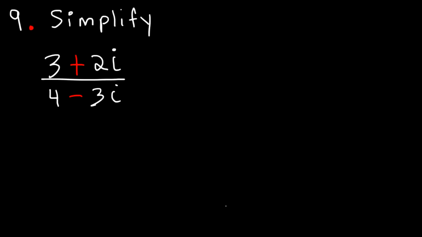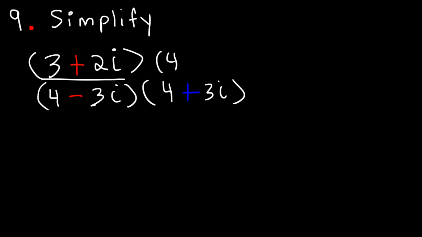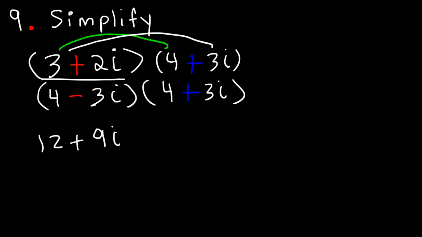Number 9, simplify. In order to simplify this expression, we need to multiply the top and the bottom by the conjugate of the denominator, which is going to be 4 plus 3i. Don't forget to change the sign. So let's go ahead and FOIL 4 plus 3i and 3 plus 2i. 3 times 4, that's equivalent to 12. And then 3 times 3i, that's 9i. 2i times 4, that's going to be 8i. And 2i times 3i, that's 6i squared.